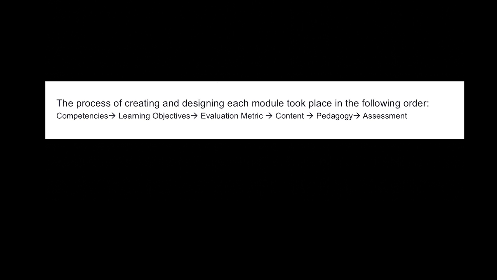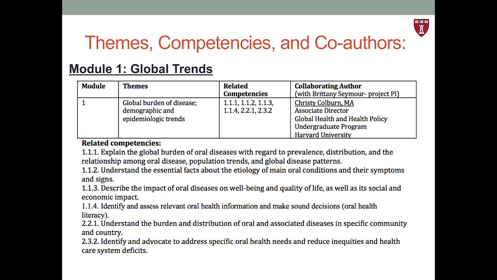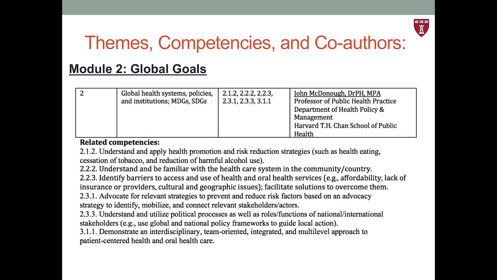Module 1 is titled Global Trends, and it was co-authored with Christy Colburn. You can see that it is related to these selected competencies from the Global Oral Health Competency Matrix, and it covers topics like the global burden of disease, the demographic and epidemiologic trends and transitions, and how those impact oral health. Module 2 is titled Global Goals and was co-authored by Dr. John McDonough. It's related to the competencies that you see here, and it covers topics like an introduction to health systems and policy, and we also introduce global health institutions and the Millennium and Sustainable Development Goals.